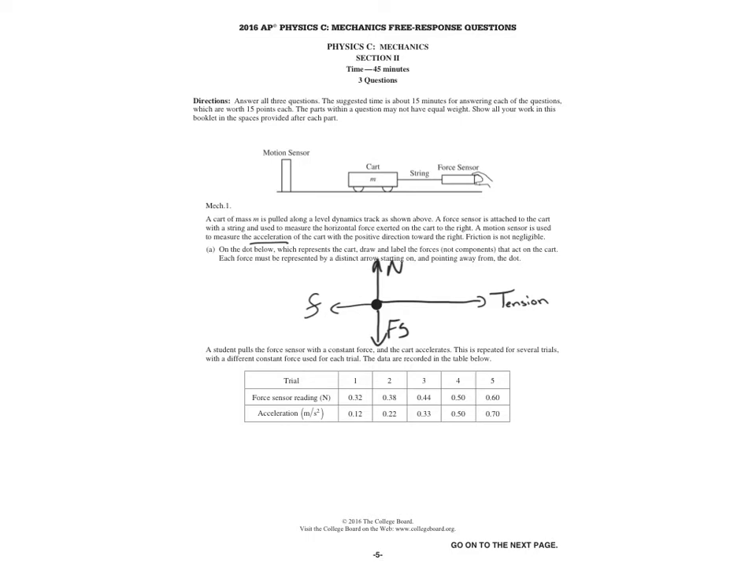For the next part, a student pulls the force sensor with a constant force, and the cart accelerates. This is repeated for several trials with a different constant force used for each trial. The data are recorded in the table below, and it gives us the data. Oh, sorry. By the way, on A, you got a point for labeling tension, a point for labeling friction, and a point for normal force and force of gravity. Those were the 3 points.